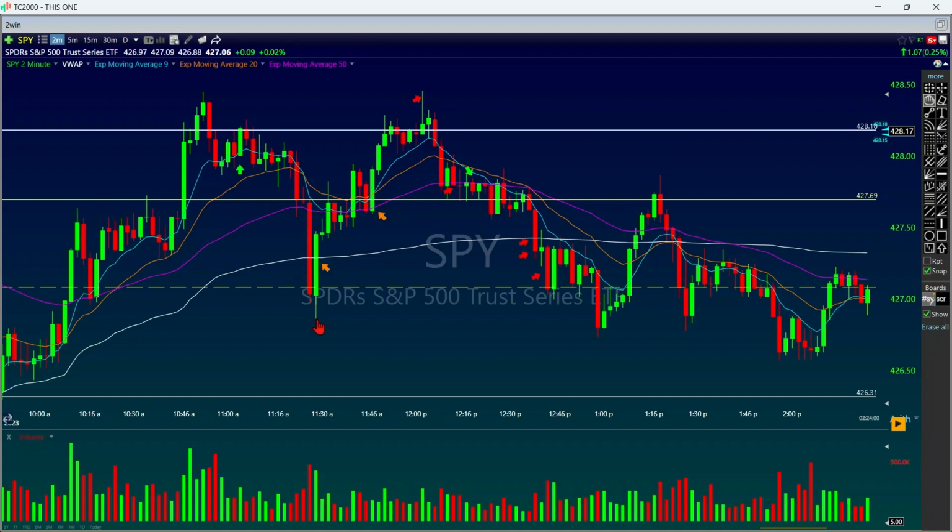But we moved down so fast that I just had that instinct or that feeling that we were going to pop right back up, and we did. And because I had that feeling, I should have added either here as we went back above the previous day close or back above the VWAP. If I would have added at either of these two spots, it would have put my break even level right around this area, the bottom of these candle bodies.